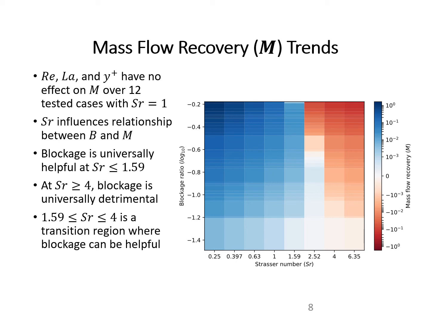You can see in the next largest Strasser numbers that the trend has completely flipped, where no denticle is the best case, and as a denticle gets larger, as blockage ratio increases, mass flow recovery decreases. This makes sense because if you think about it, a large Strasser number represents a flow that's already moving in the positive direction. So if the flow is moving to the right and you put some sort of blockage in there, it logically follows that you're going to be decreasing mass flow rate in the rightward direction.